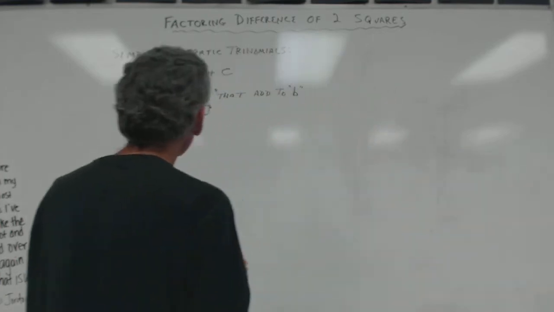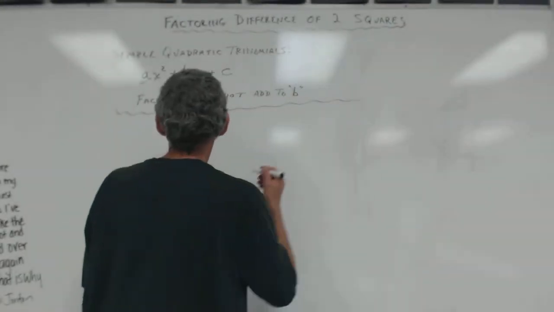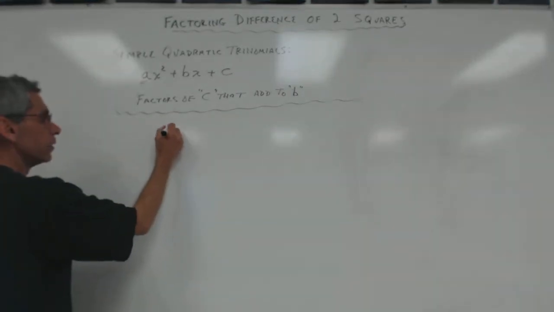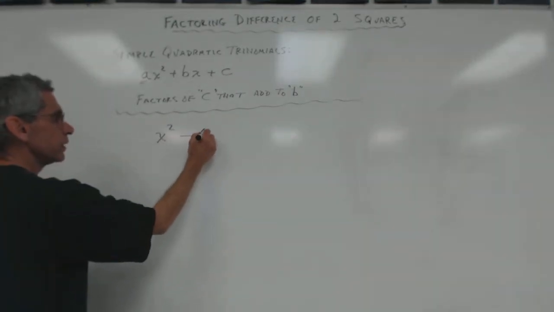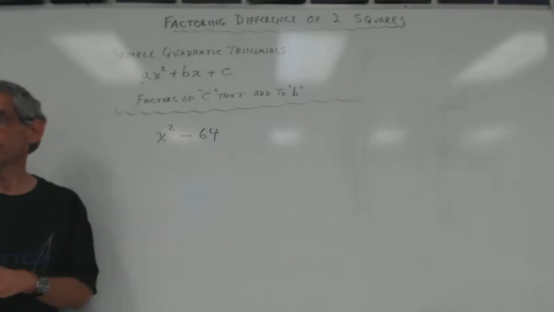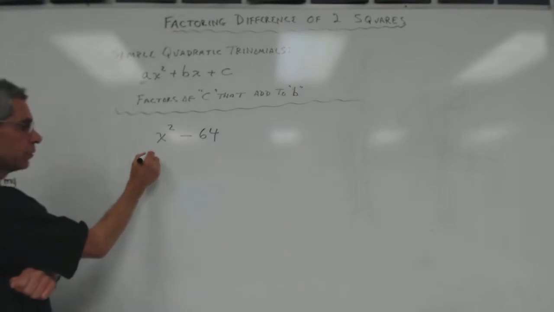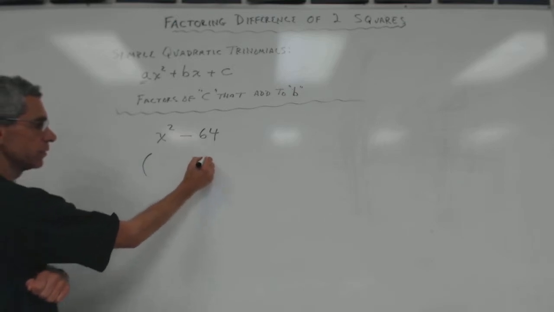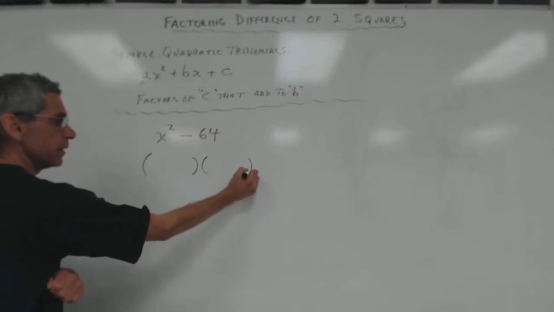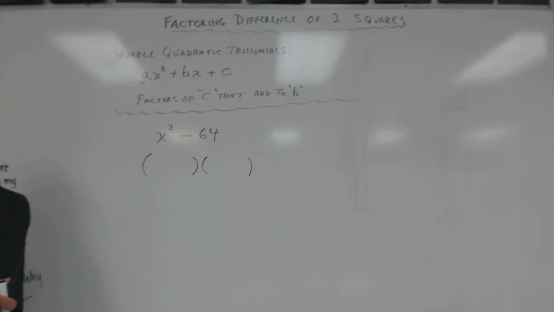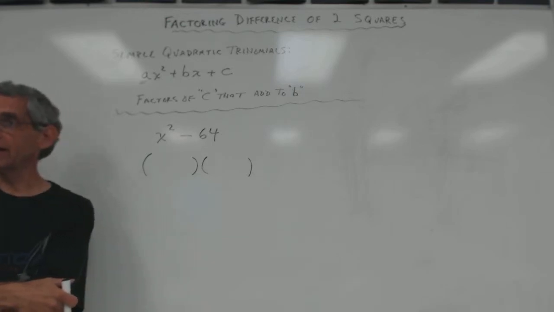So what if I gave you a problem like this? What if I gave you x squared minus 64, and I asked you to factor it? Factoring it would mean it would look like this. Now, is that a binomial or a trinomial? It's a binomial, and it is actually also a hidden trinomial.